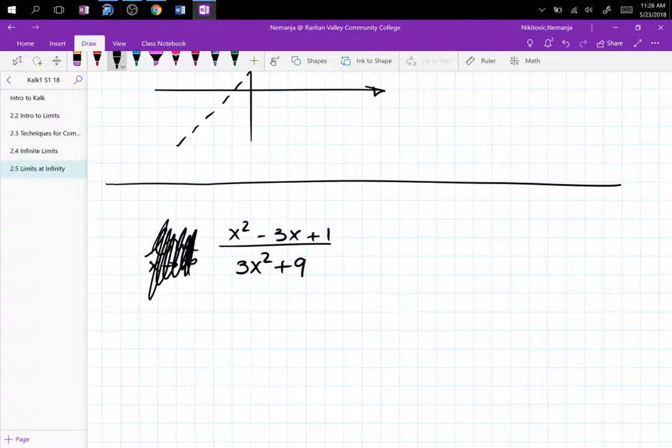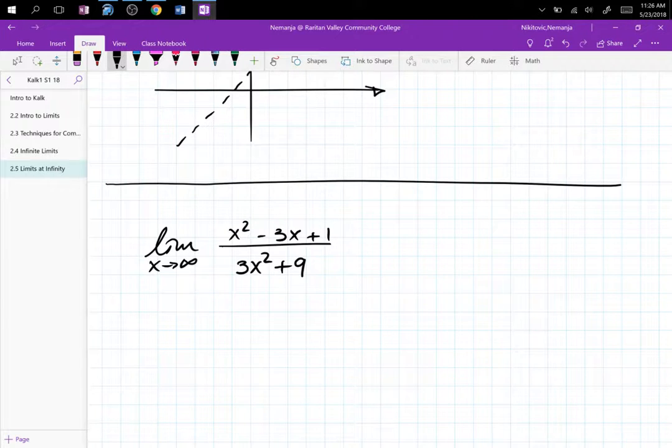Now, clearly, if you plug in infinity, it's not going to work, right? Because it would be infinity minus infinity plus 1 divided by infinity plus 9, and that cannot give you 1/3. So that's the wrong way to do it.